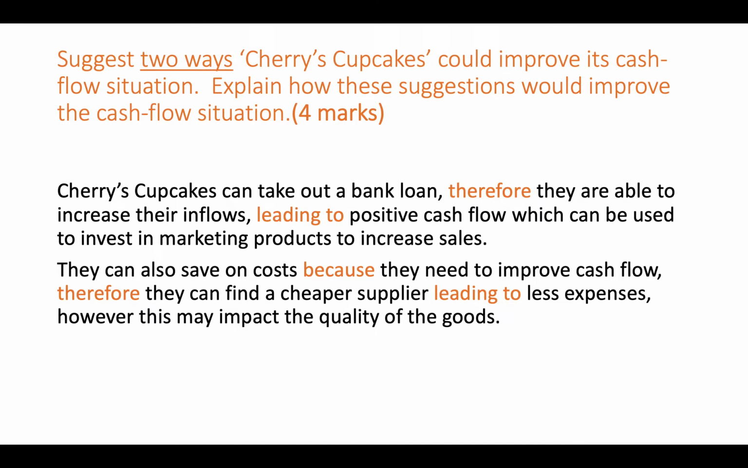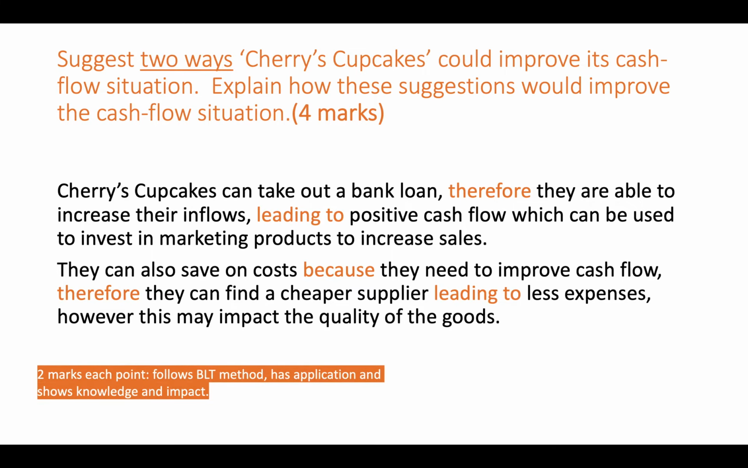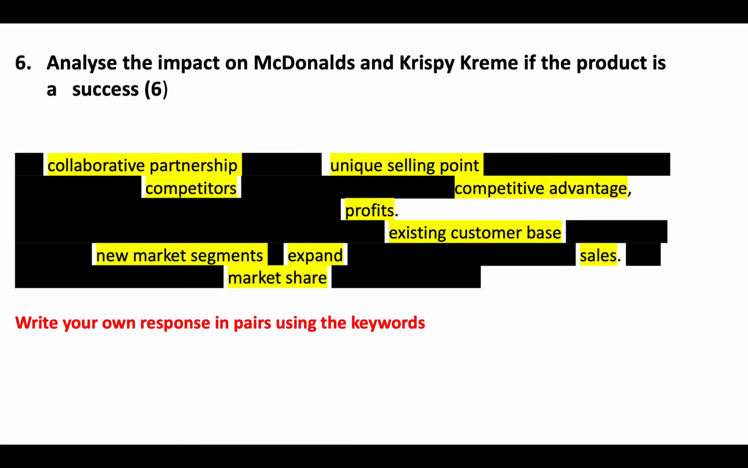So again, I've got my application, my knowledge is there, I've got my BLT, and I'm also explaining the impact on the business. So 4 full marks there. 2 marks for each point, follows the BLT, has application, and shows knowledge and impact. The next question is the reverse.